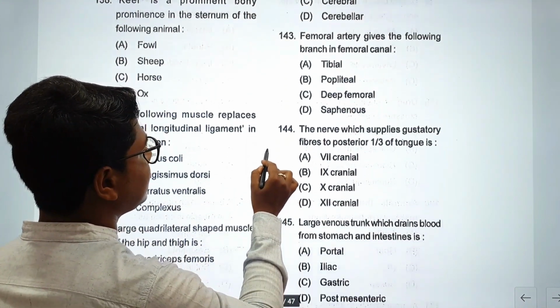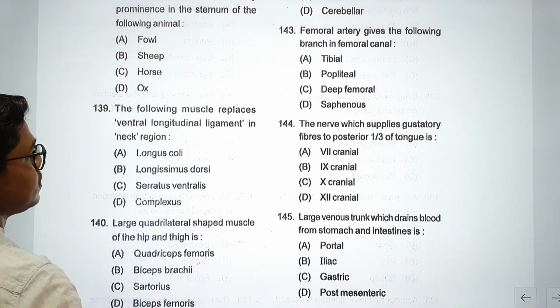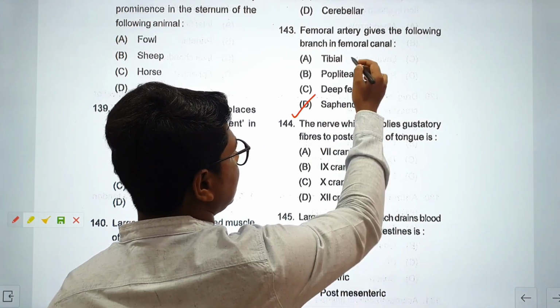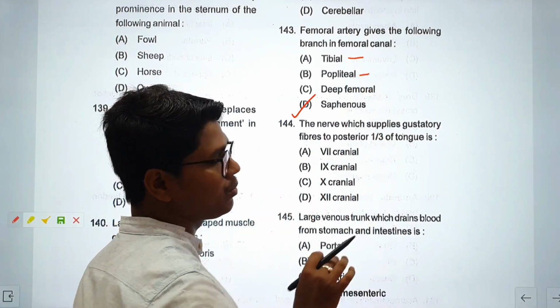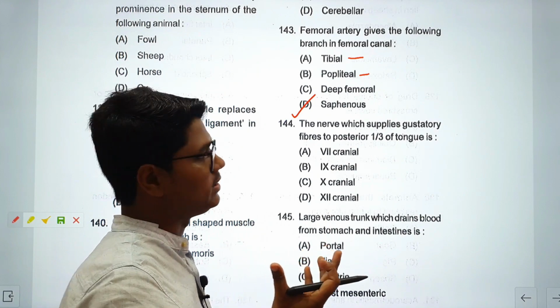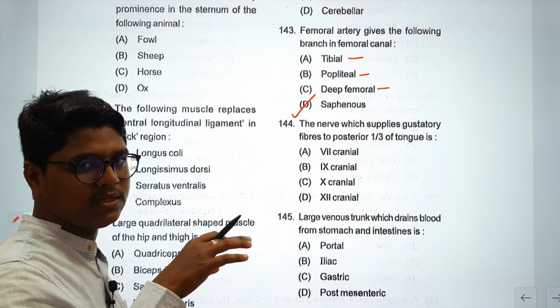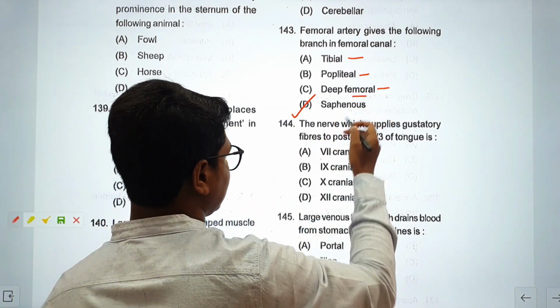Next, femoral artery gives the following branch in the femoral canal: saphenous. In femoral canal gives saphenous. Tibial is the region of tibia or proximal tibia. Popliteal, you know, popliteal notch of the tibia. Deep femoral is given at the beginning when the iliac artery branches, it gives deep femoral.